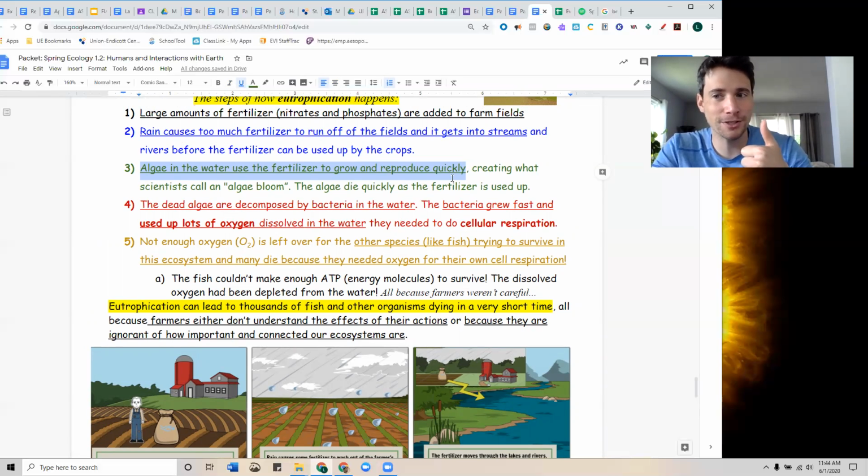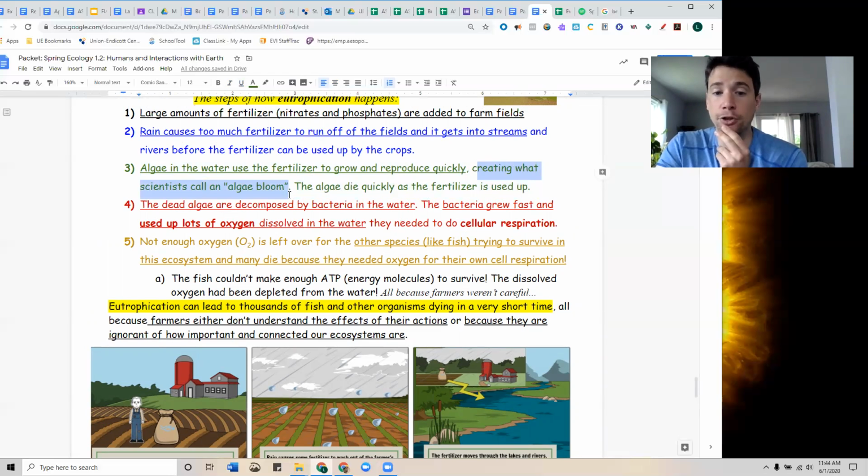But remember, this causes a dead zone. So things die because of this. So let's keep reading to figure out how. So this creates what scientists call an algae bloom.